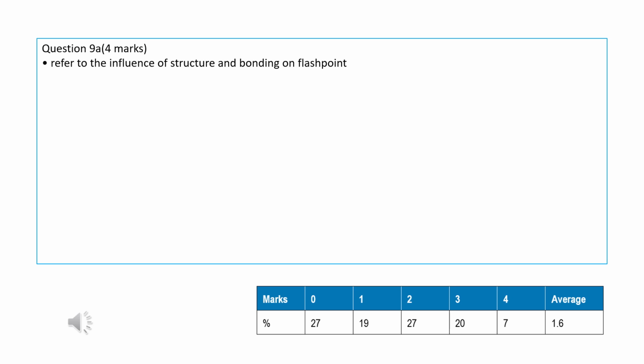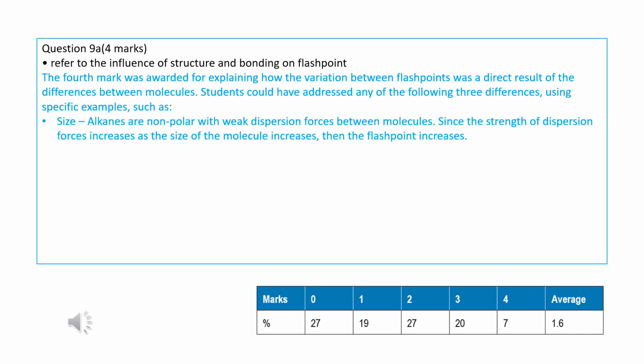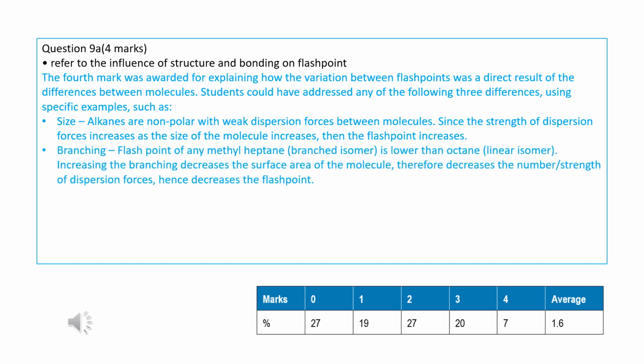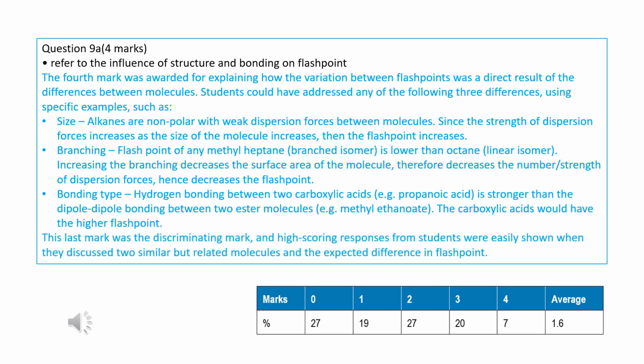The final mark is awarded for explaining the variation in flashpoint between different molecules. Students could address any one of 3 differences and give some specific examples. Students could explain how the size of alkanes influences the flash points within the alkane series, how the branching of isomers influences the flash points, and how the bonding type of carboxylic acids and ester molecules influences their flash points. The last mark is a challenge, and high-scoring responses are easily shown when students discuss two similar but related molecules and the expected difference in flash points.